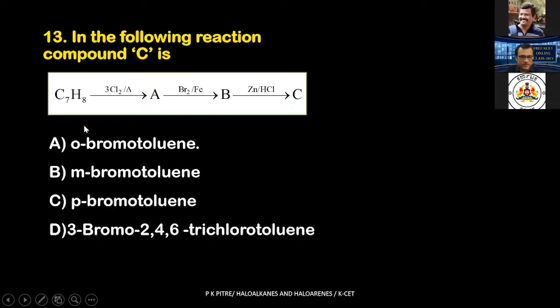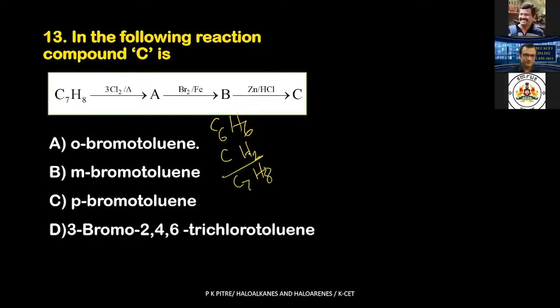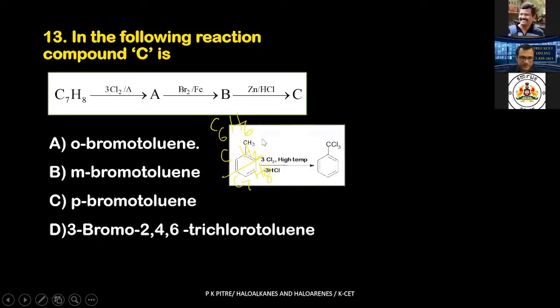If not, just imagine you have C6H6, add CH2 to that, what are you going to get? C7H8. Getting my point? The higher member of benzene, that is toluene. Fine, toluene. So let's move on to writing this reaction one by one. Let me write the first reaction for you. Writing the reaction is very important here.